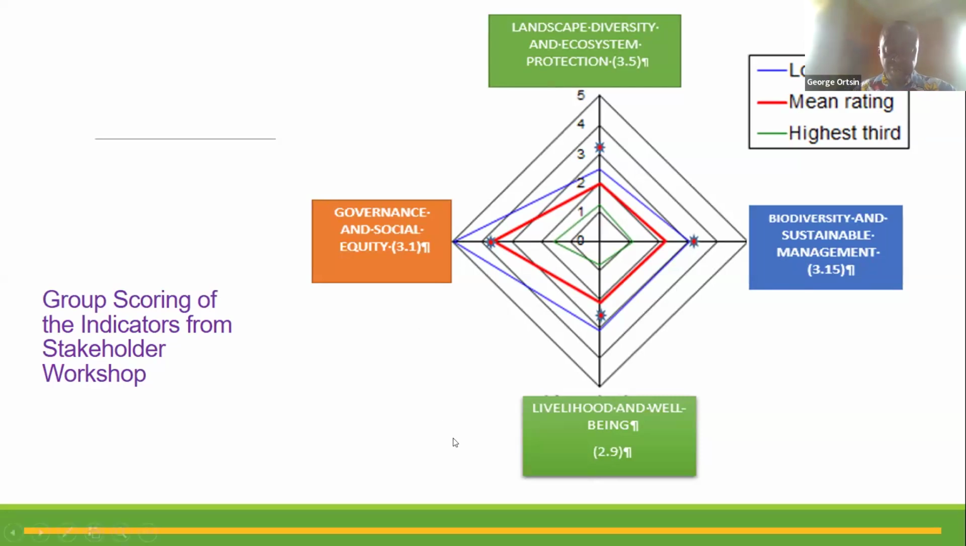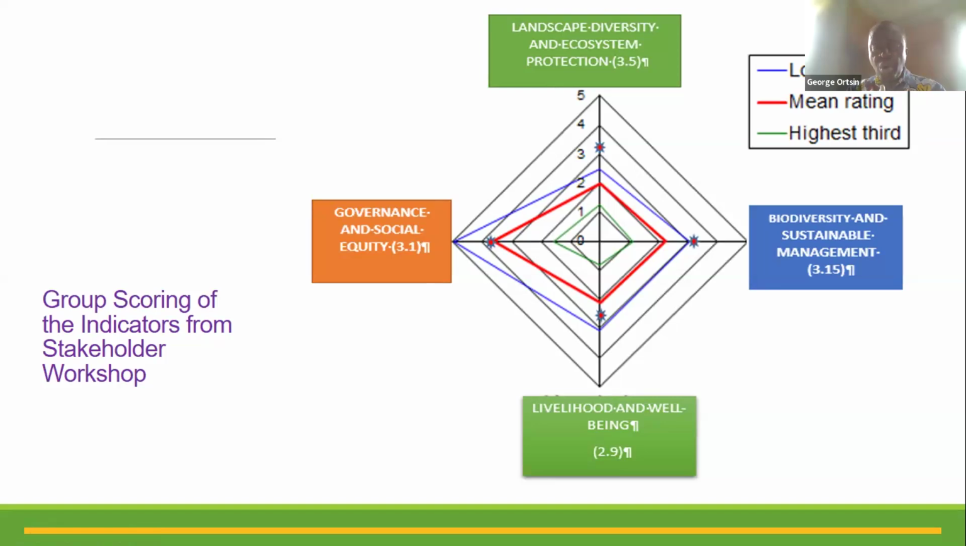However, if you take the livelihoods, we got 2.9, which means that the livelihood of the people was quite low. You look at the governance and the social equity, it also scored 3.1. So this immediately gives you an idea of what you should do to be able to enhance the environment in which you are going to work.